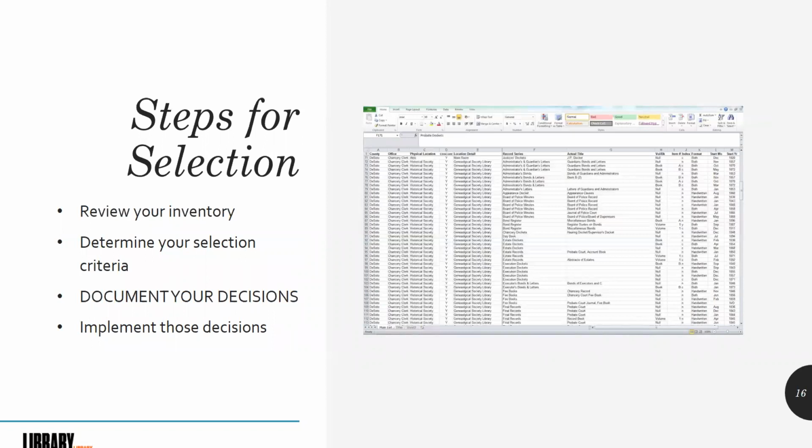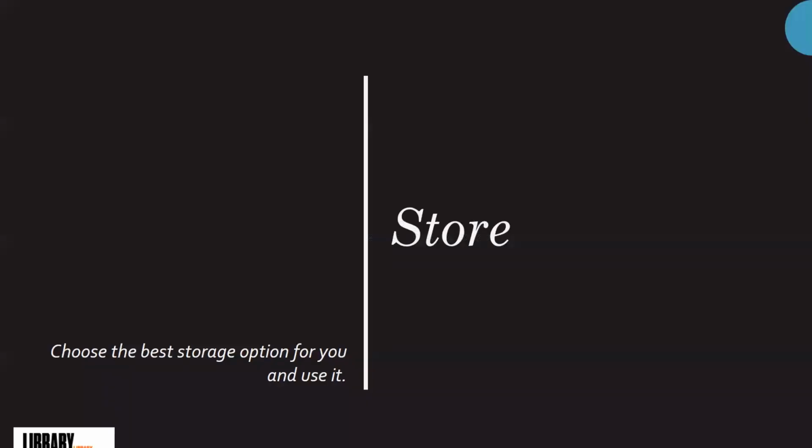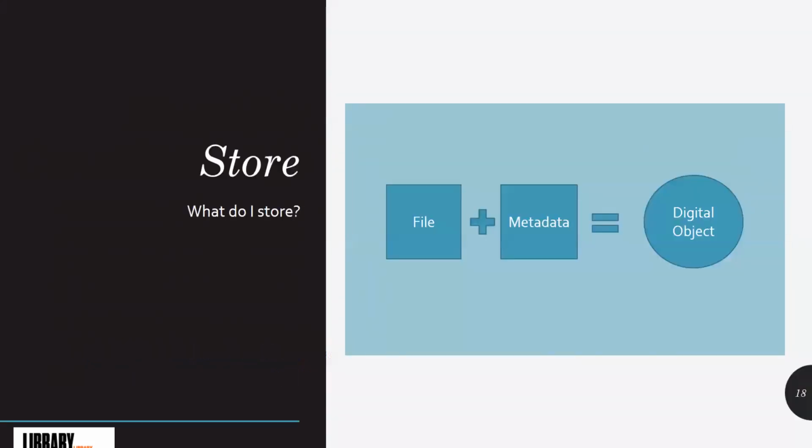And then, of course, after all of that is documented, you're going to implement those decisions. And really that means we're just going to start storing the content. You're going to choose what the best storage solution is for you, and we're going to talk about some of those, and then use it. So you may be asking, you know, what exactly am I storing? Because it's not just the files. You want to store the metadata alongside that. And those two together, the file and the metadata, is what we refer to as digital objects.